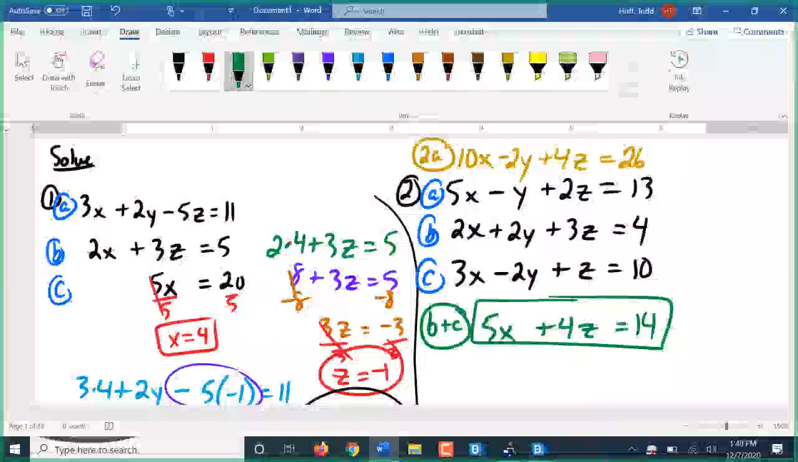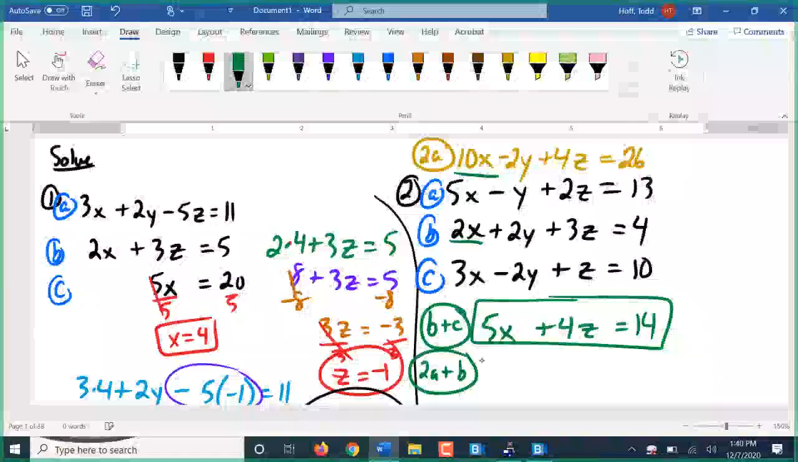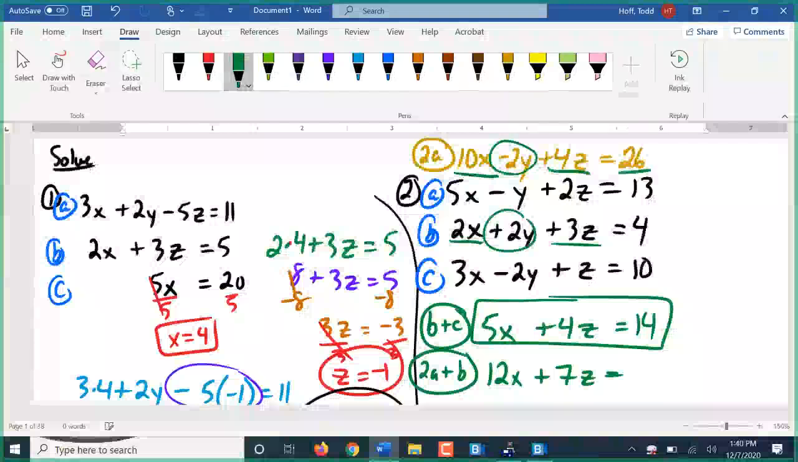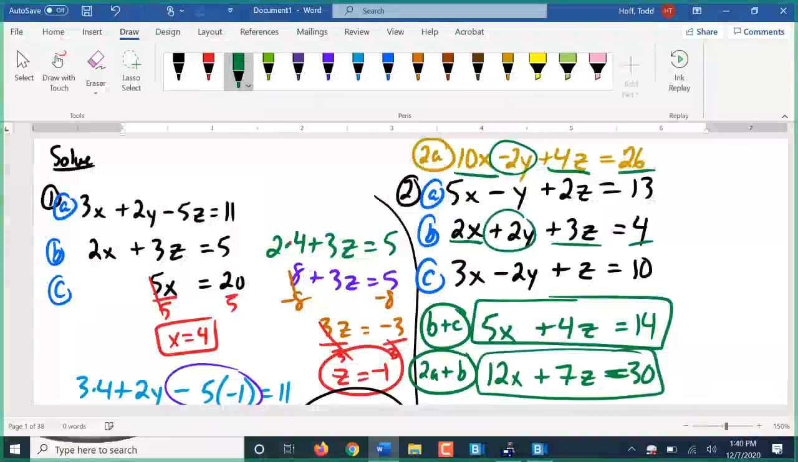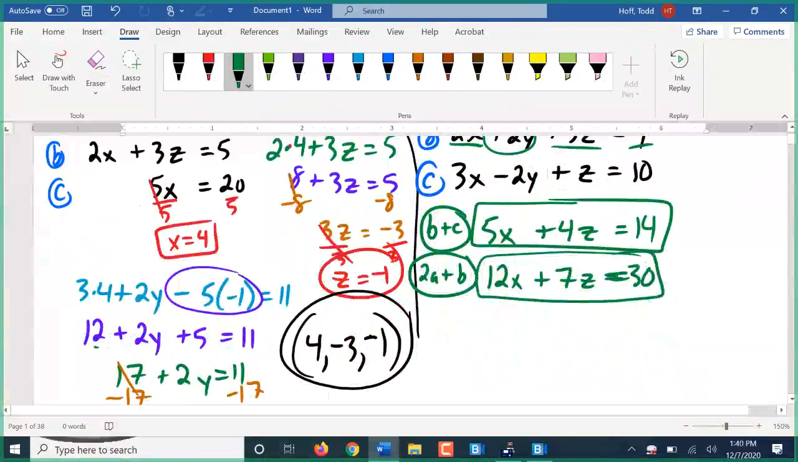And I am going to do the 2A plus B. So I'm going to add 10x plus 2x is 12x. Negative 2y and positive 2y cancels out. That's 0y. 4z plus 3z is 7z. 26 plus 4 is 30. There's my second two-variable equation for my two-variable system.